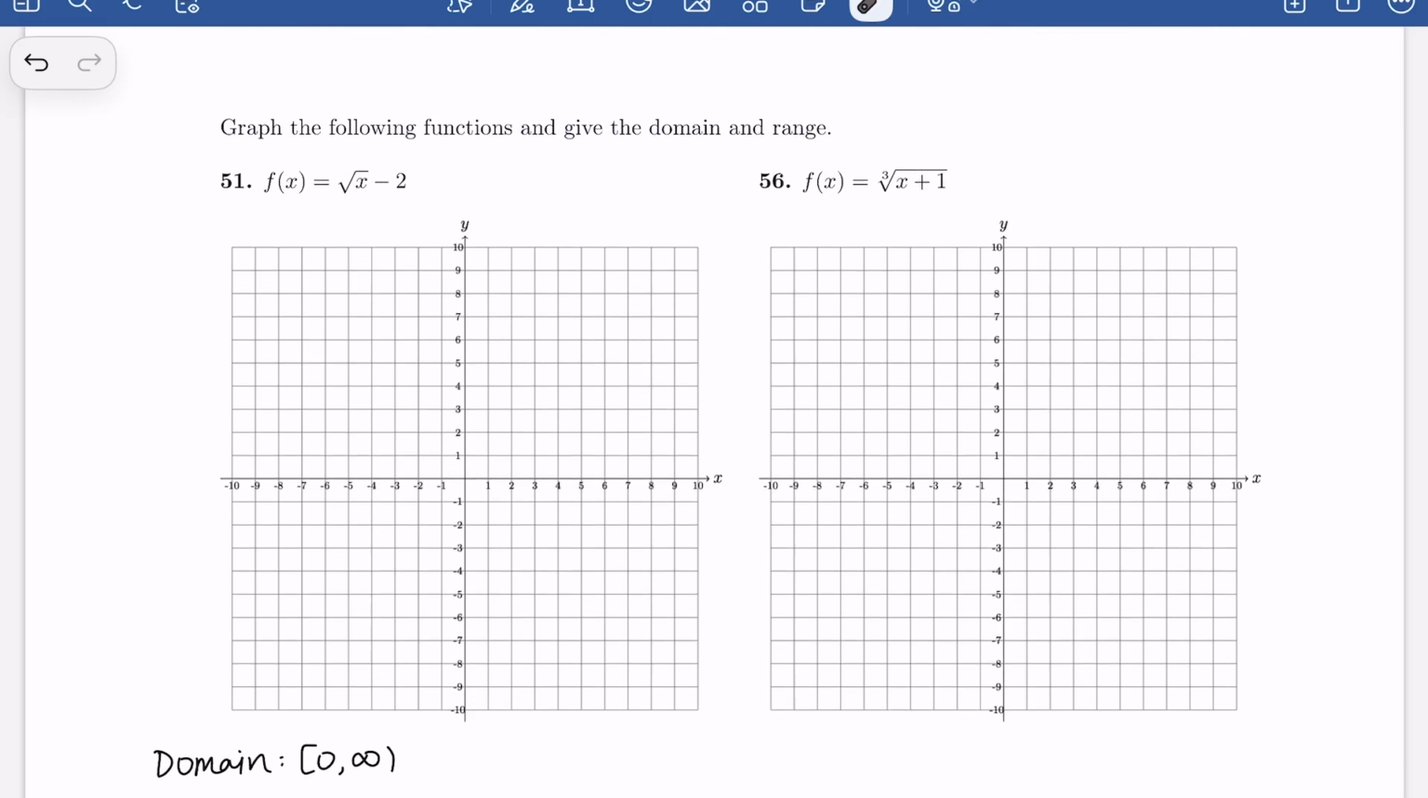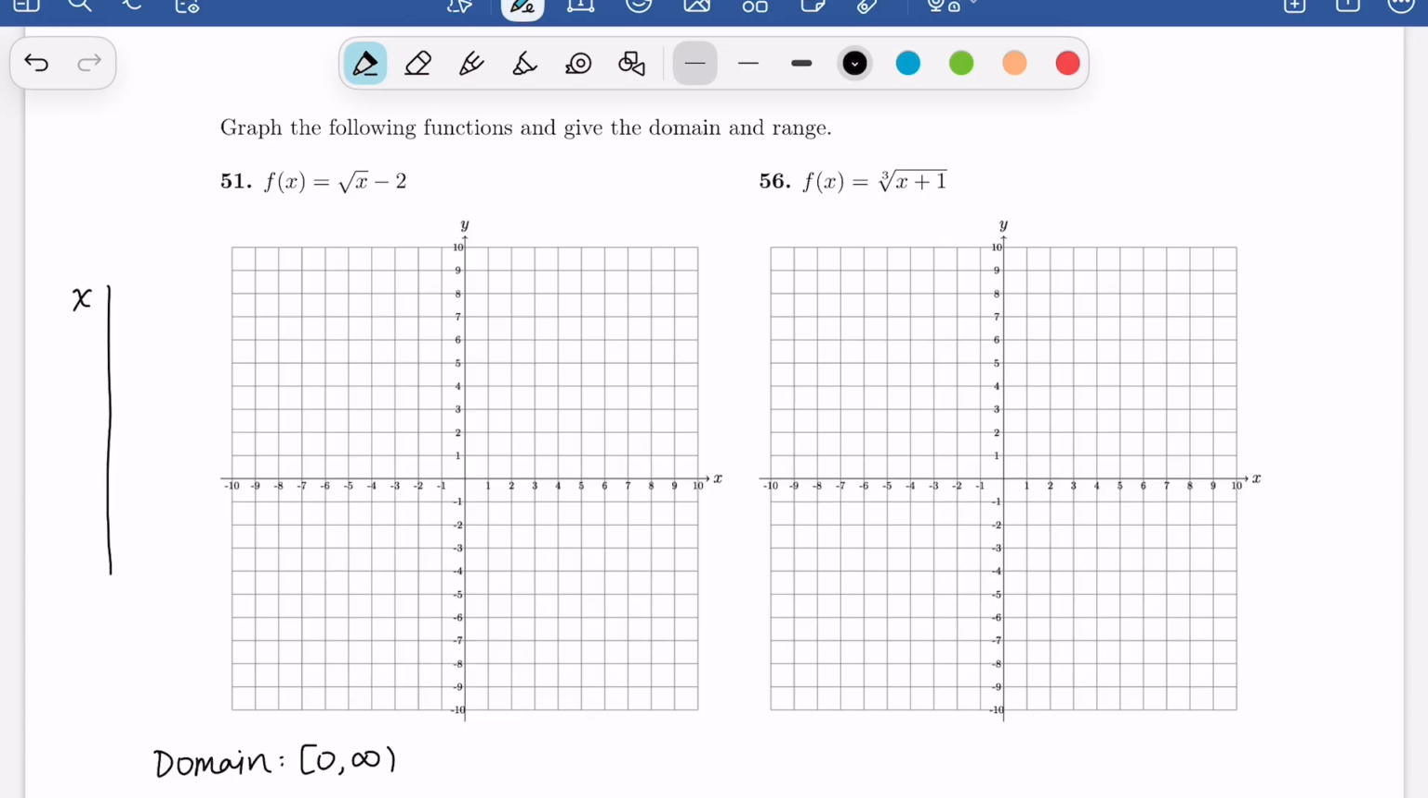Now we want to actually graph it. And we can do so by creating a table. We're going to plug in some values into our function and see what we get out. So we know that if we were to plug in 0 into this function, our output is going to be -2. Let's pick another nice number. We can plug in 1 into this function. We know that the square root of 1 is 1. We'll subtract 2 from that. Our output would be -1.